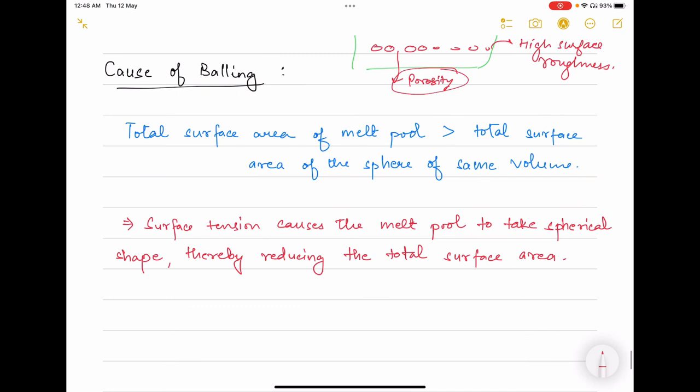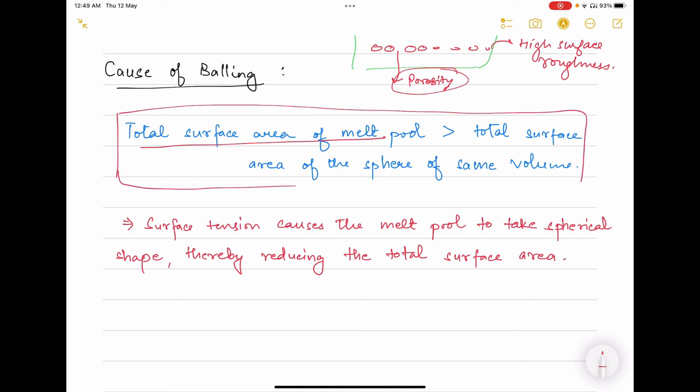So what is the basic cause? This occurs when the total surface area of the melt pool is higher than the total surface area of the sphere of the same volume. Okay, this is the condition. The surface area of the melt pool is greater than the surface area of the sphere.